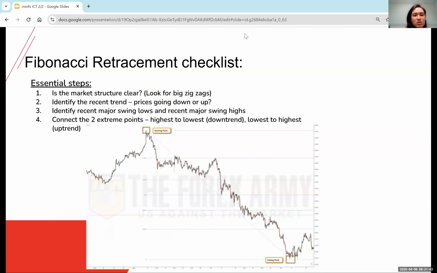Okay, let's quickly do a Fibonacci retracement intro. If you are not familiar with Fibonacci, I'll just really quickly go through this. Like I talked about market structure at the start, we're looking for big zigzags. Next is to identify the recent trend: is price going down or up? Here in this example, prices are moving downwards. Identify the recent major swing lows and swing highs. Here you can see this is the highest swing high and the lowest swing low, and then you connect these two extreme points.